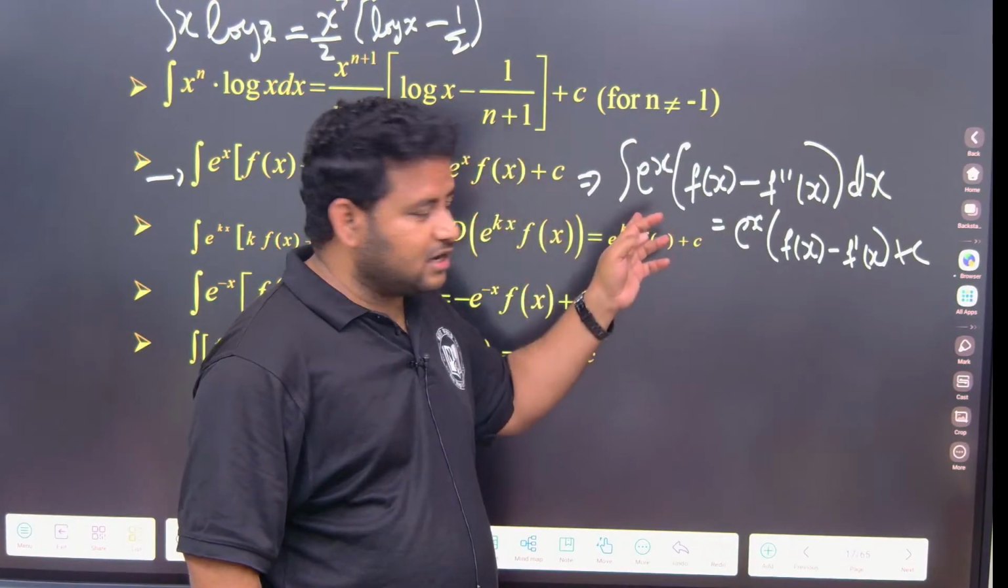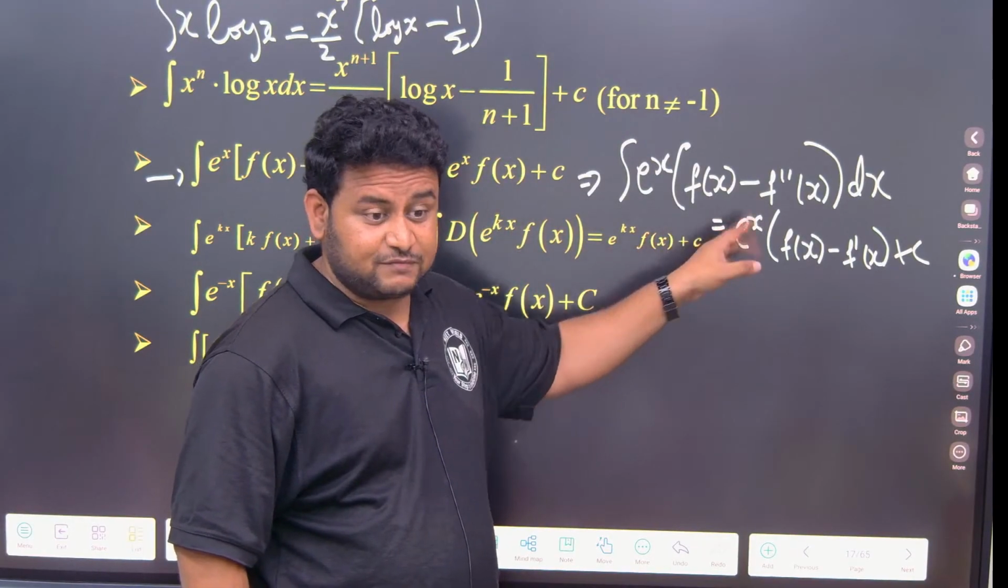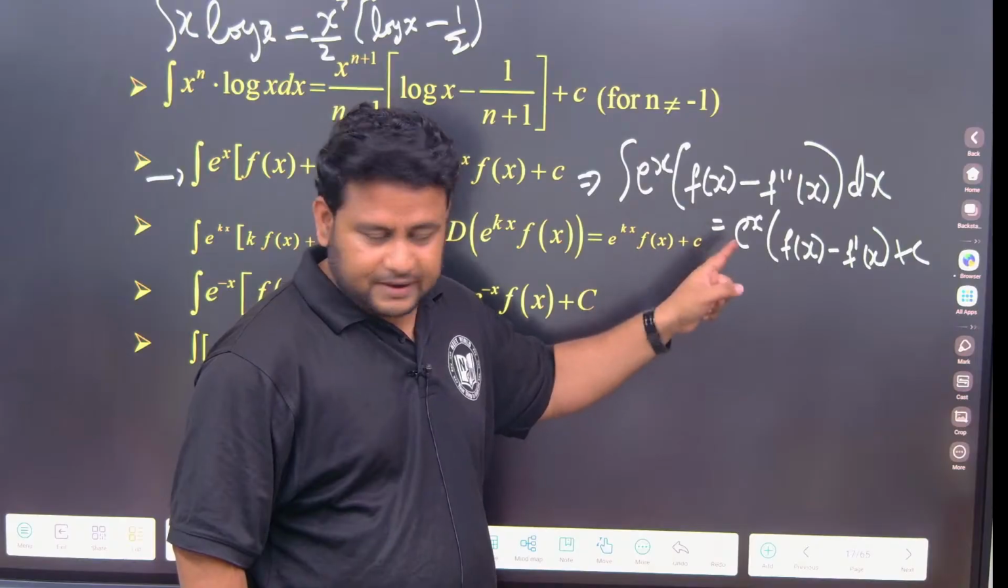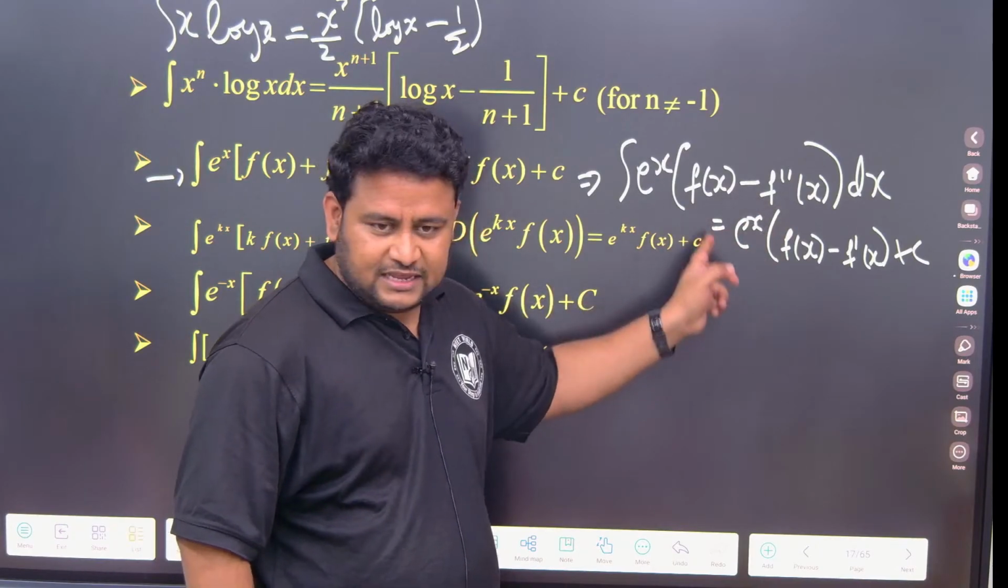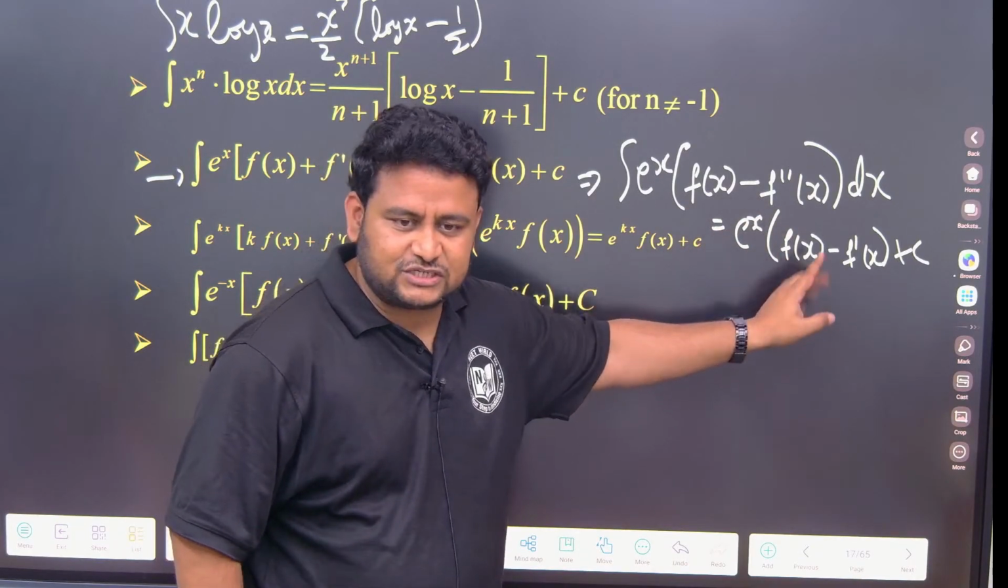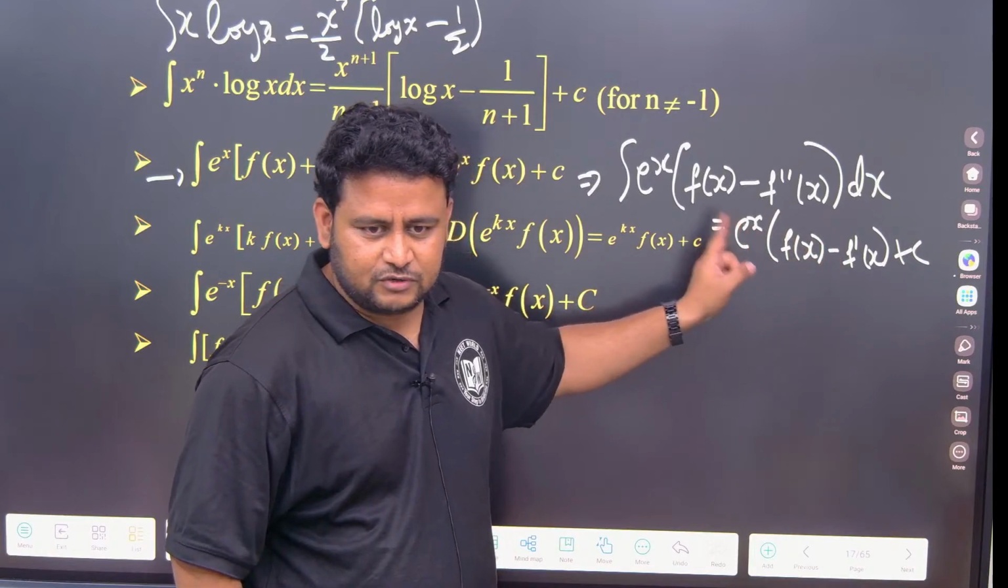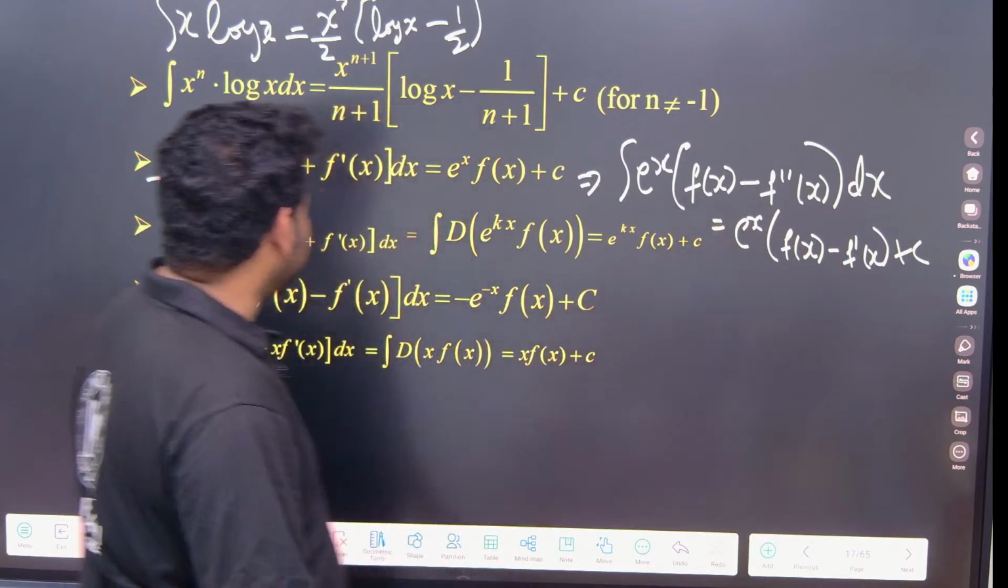So the integral of e power x times f of x minus f double dash of x dx is what? Please remember, minus will come here. E power x times f of x minus f dash of x plus c. Understood, Bhavani? You have to remember this formula. Clear? So next thing is what?